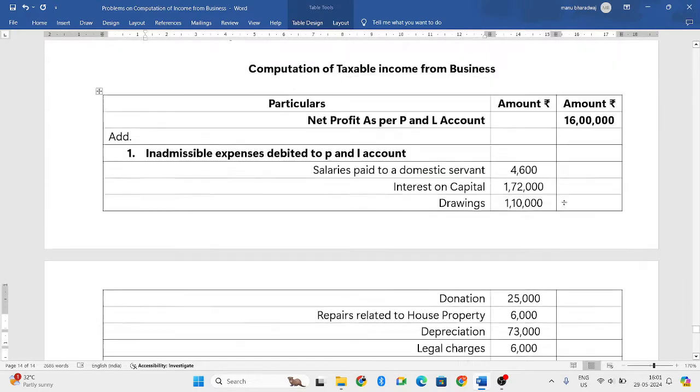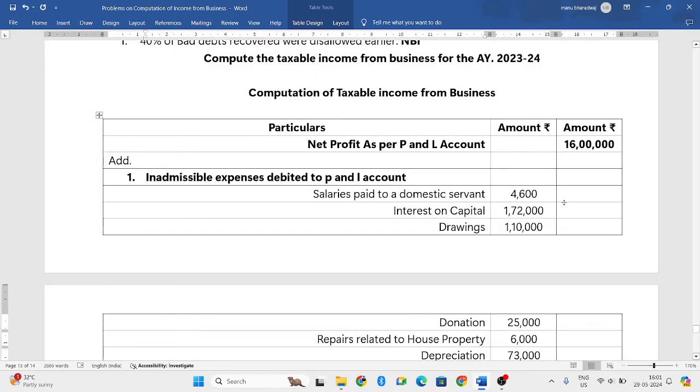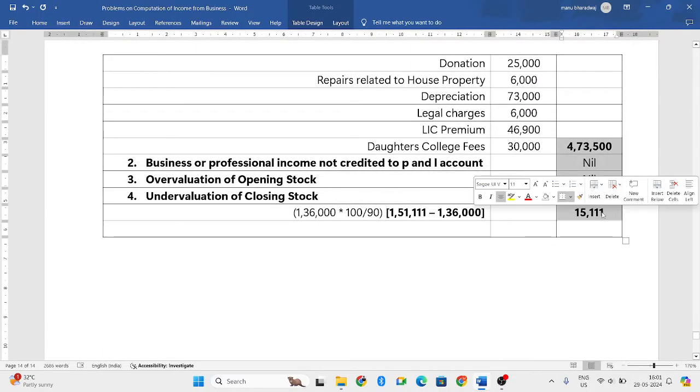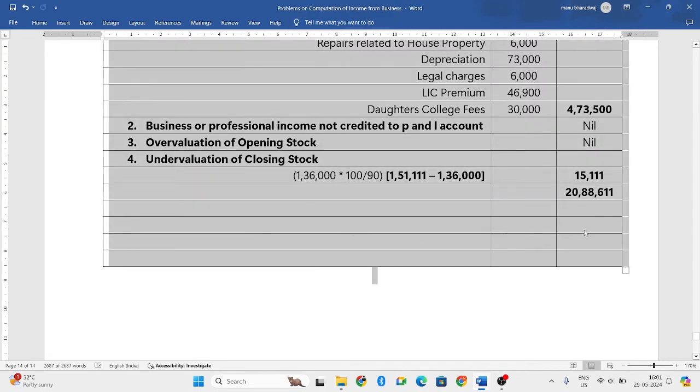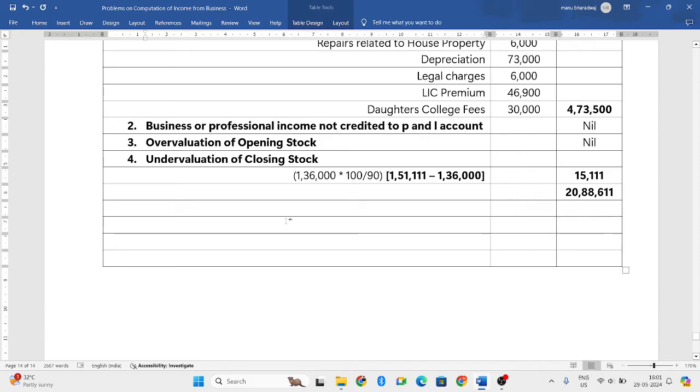Now add all this. To the 16 lakh, you add this 4,73,500 plus 15,111. You get 20 lakh 88,611 rupees. Now from this you need to reduce some of the items. So what are those? There are 5 items that you need to reduce.